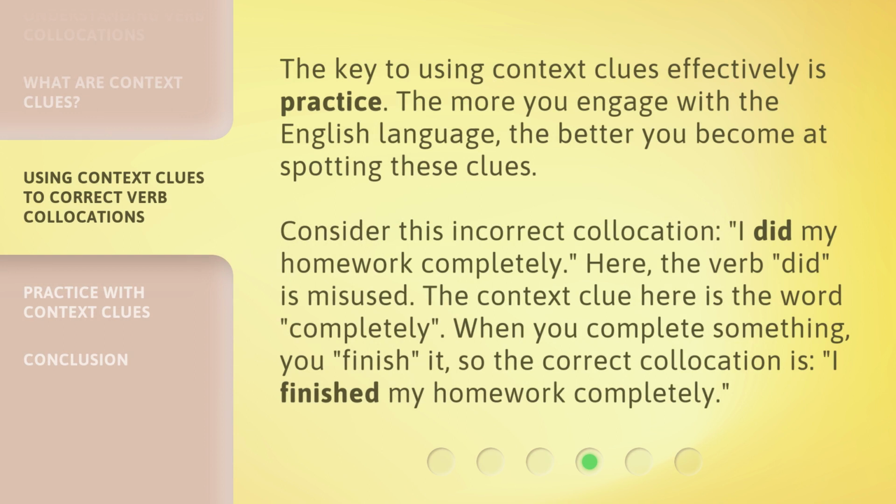The key to using context clues effectively is practice. The more you engage with the English language, the better you become at spotting these clues. Consider this incorrect collocation. I did my homework completely. Here, the verb did is misused. The context clue here is the word completely. When you complete something, you finish it, so the correct collocation is I finished my homework completely.